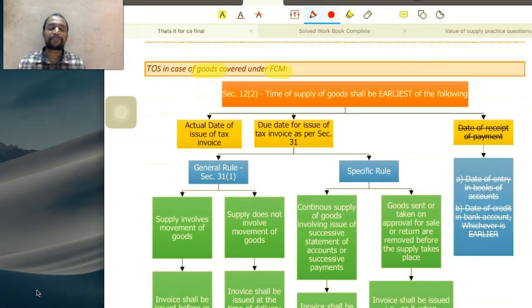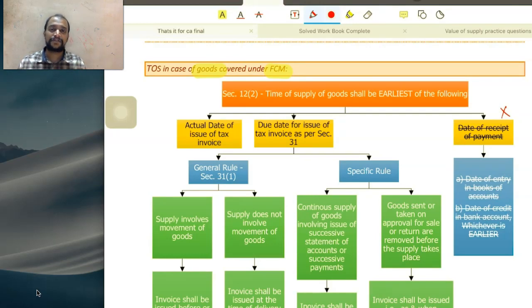What does it say? The time of supply in case of goods covered under FCM is due date of invoice or actual date of invoice, whichever is earlier. But the date of payment is irrelevant, boss. That is, this date of payment is irrelevant. So it will be either the due date of invoice or actual date of invoice, whichever is earlier.